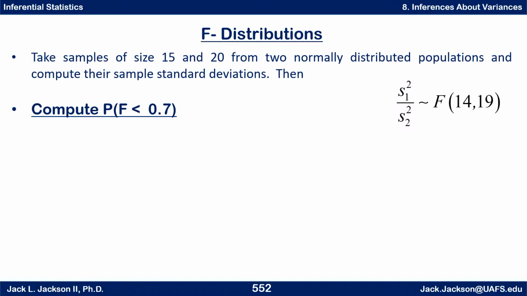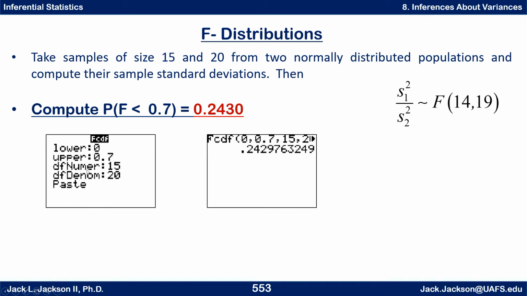All right, now let's compute some probabilities. Compute the probability that F is less than 0.7 from this distribution. That our F or x value is less than this. You should know how to do this. Press pause and come back when you have the answer.